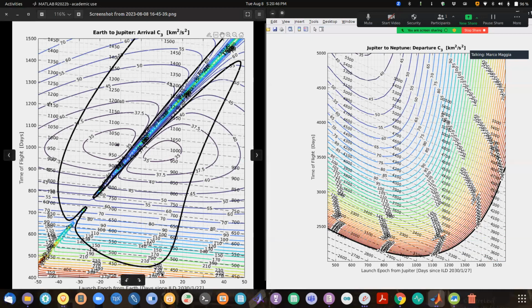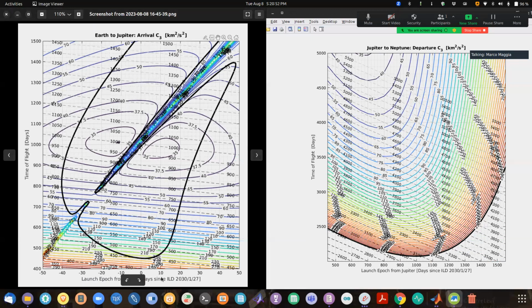Well, we can start, for instance, from the left-hand side, and let's say that we're following a line corresponding to plus 10 days from the ideal launch date. We follow it vertically until we meet whatever contour plot that you want. So let's say that we want to stop at 50. So 50 means that the C3 at flyby is 50. So this corresponds to a time of flight of about 760 days. All right, so mark that down.